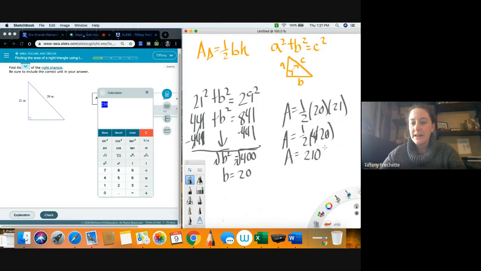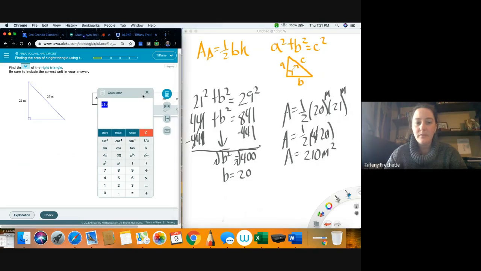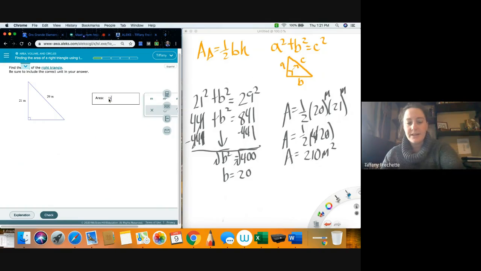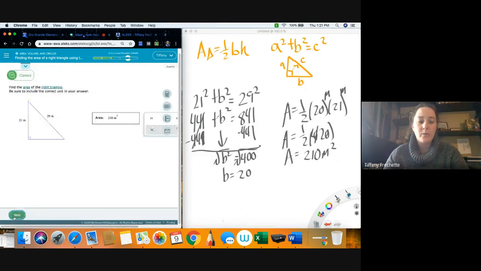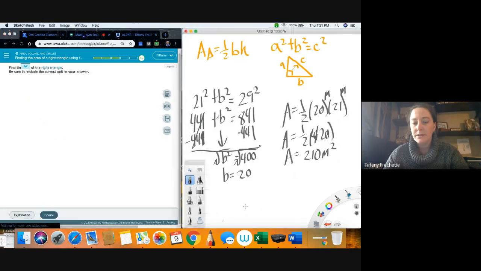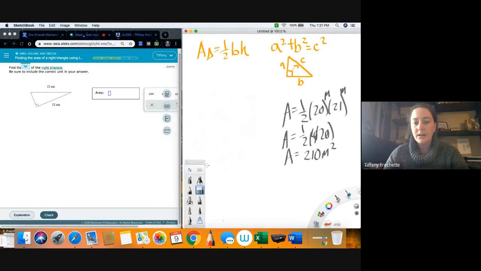So here's 210, and then remember this was meters and meters. So just like a variable, meter times meter gives me meters squared. So I'm going to type in 210. I'm going to scroll over here and click meters squared and check. All right, one more, and then we're all done with week 29.